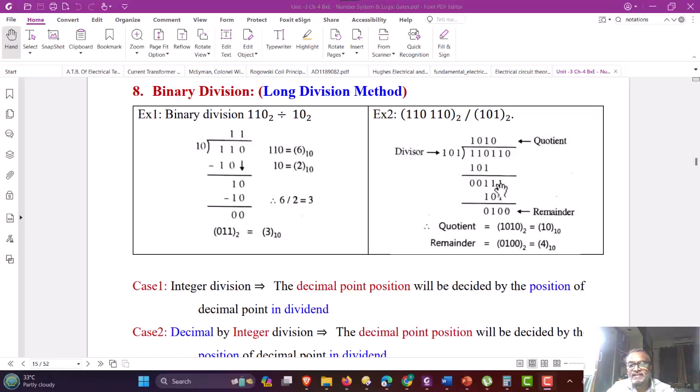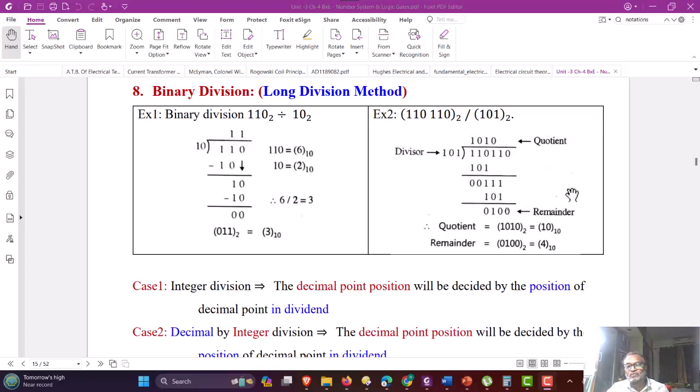Now the divisor is less than this number. We will have a quotient of 1. We will subtract 101 from 111. We will get the subtraction as 010. Then we will take the last digit of the binary number down onto this remainder. So the remainder will be 100. Since this 100 is less than the divisor, the quotient will be 0 and the remainder will be 100. And therefore you will have the final quotient as 1010, divisor 101 and remainder 100.